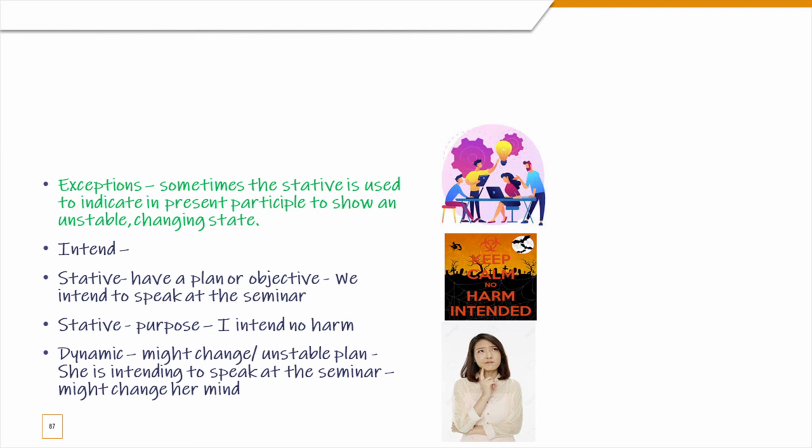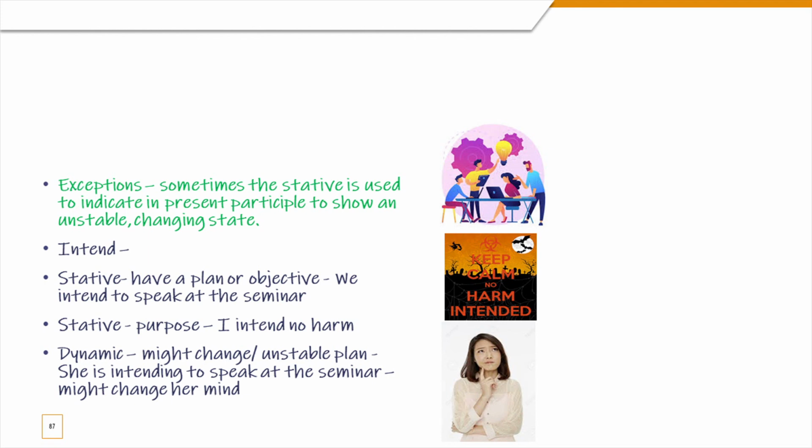Okay, so I told you intend is a stative verb. Okay, the stative form is something like you have an object or plan or objective. Okay, you say, I intend to speak at the seminar. So you're all set there, you're planned. Okay, everything is ready. Okay, now the dynamic meaning could be an unstable plan where you're not sure. You're still thinking. She is intending to speak at the seminar, which means it might be quite possible that she can change her mind later. Okay, so that is the dynamic meaning.